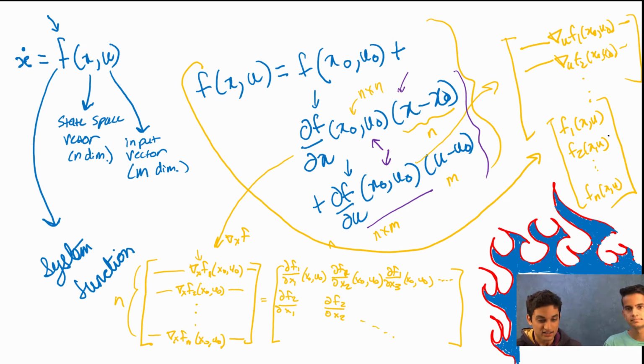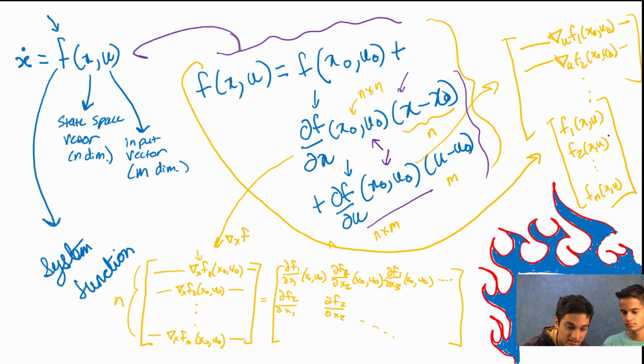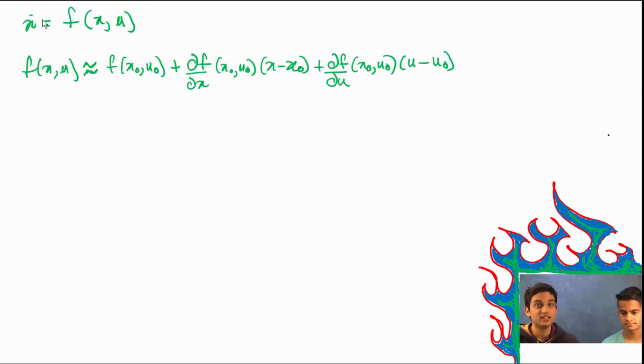Cool. Now we're going to try and use this linear approximation to make this simpler. Awesome, great. So now we're going to use that to linearize our system. And this is where things get a little complicated. So f takes the state space as the input.